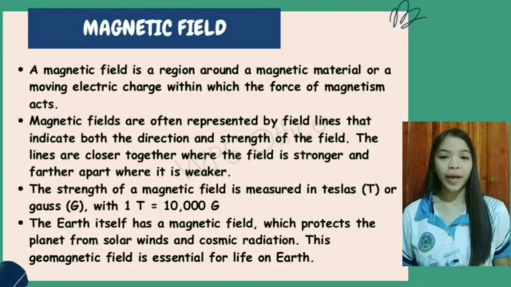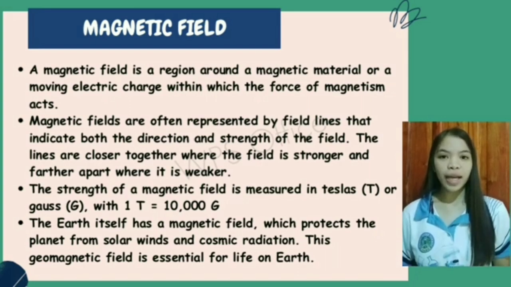Let us know what a magnetic field is. A magnetic field is a region around a magnetic material or a moving electric charge within which the force of magnetism acts. Magnetic fields are often represented by field lines that indicate both the direction and strength of the field. The lines are closer together where the field is stronger and farther apart where it is weaker.